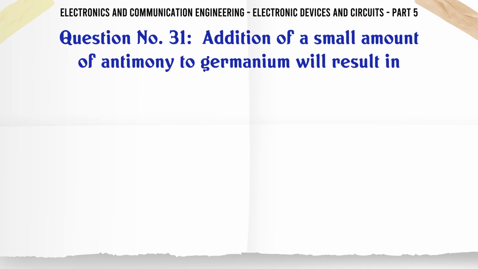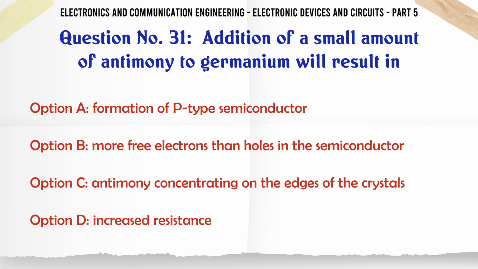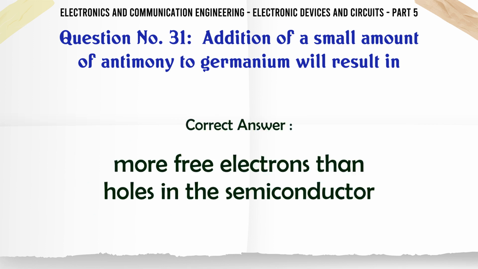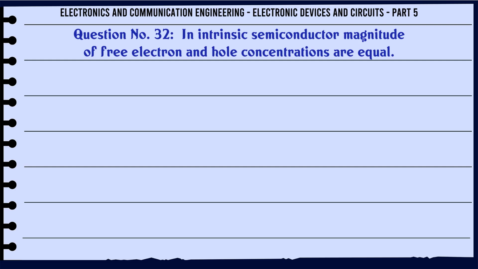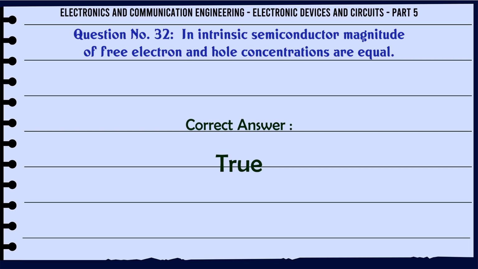Addition of a small amount of antimony to germanium will result in A. Formation of p-type semiconductor. B. More free electrons than holes in the semiconductor. C. Antimony concentrating on the edges of the crystals. D. Increased resistance. The correct answer is more free electrons than holes in the semiconductor. In intrinsic semiconductor, magnitude of free electron and hole concentrations are equal. A. True. B. False. C. D. The correct answer is true.